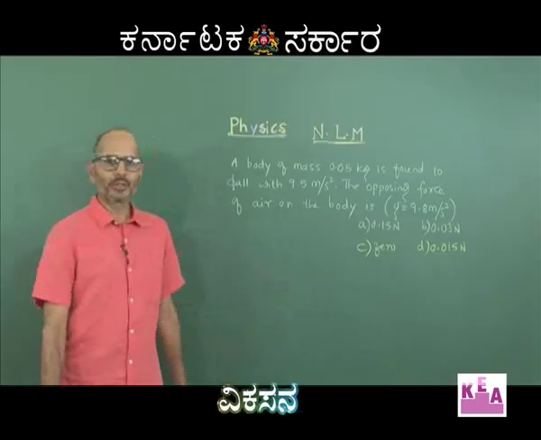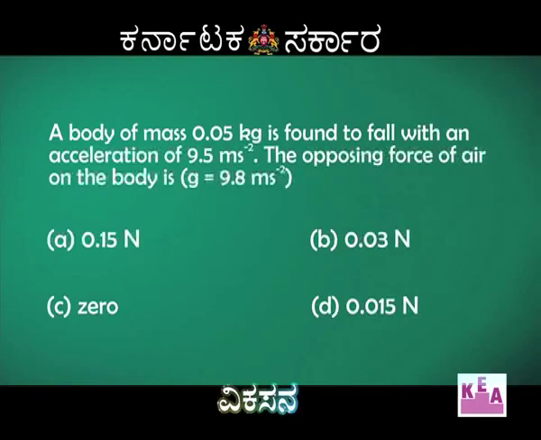There is one more problem here with the same message. Let me read the problem for you. A body of mass 0.05 kg is found to fall, right, with 9.5 meters per second square acceleration. See, it is falling and the acceleration is downwards. The opposing force of air on the body is to be found out. Acceleration due to gravity has been given.